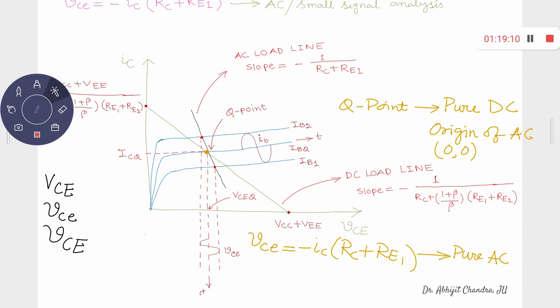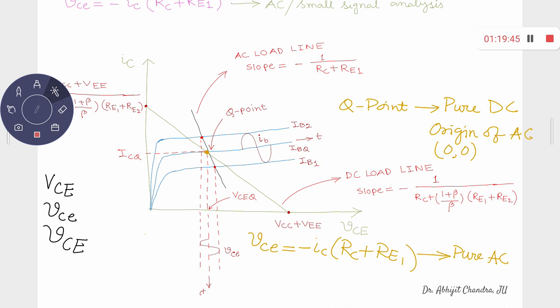So once you know the point of passing for any straight line, what additional information do you require to draw the straight line? You know the point of passing, you need to know the slope. What is that slope? y is equal to mx. What is y here? Minus one upon RC plus RE1. You know the point of passing: 0, 0. It passes through the origin.